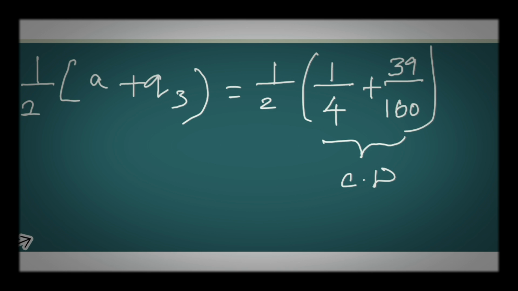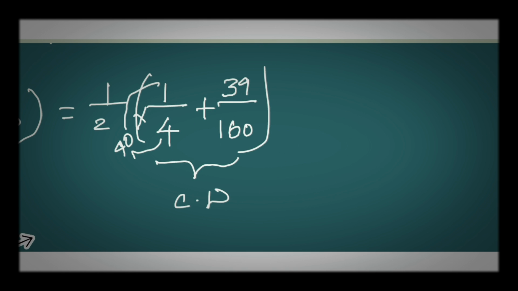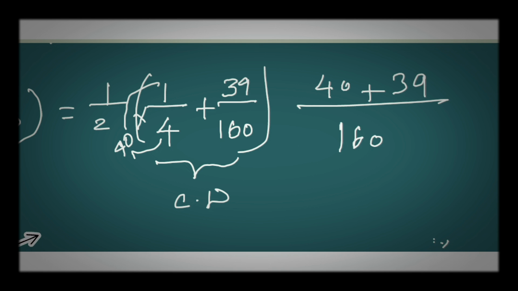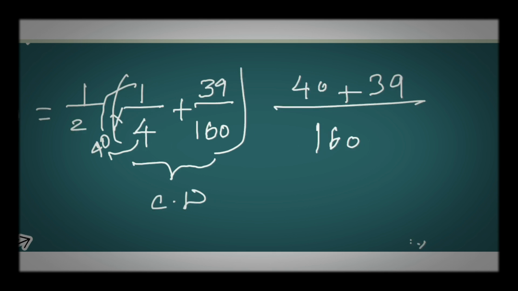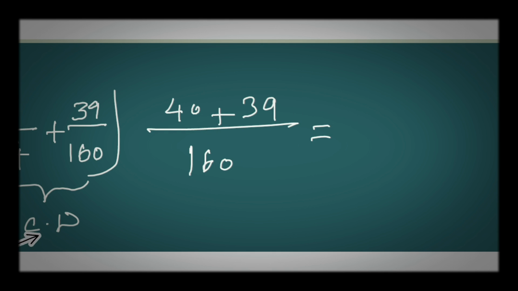Okay, now what do we need to check? We need to check with the common denominator. Here the value is 39 by 160, but here it is 1 by 4. So make 1 by 4 into 160. To make it 160 we need to multiply by 40 so that the denominator will be common. So 1 by 4 has to be multiplied by 40. So the top value is 40 divided by 160, and 39 as usual. We haven't multiplied it with any number, so it carries as it is. So 39.